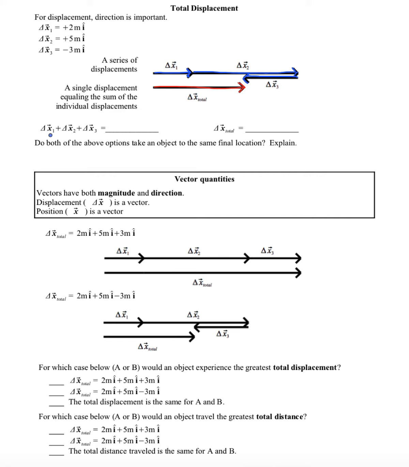So let's calculate the sum of all the individual displacements. It would be 2 meters i plus 5 meters i minus 3 meters i, which takes us to 4. And so the total displacement is actually just the combination of those. It is 4 meters i.